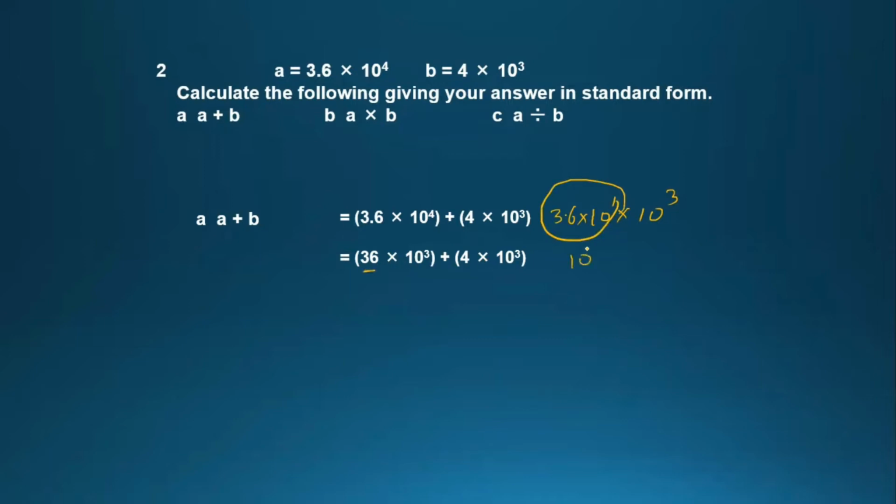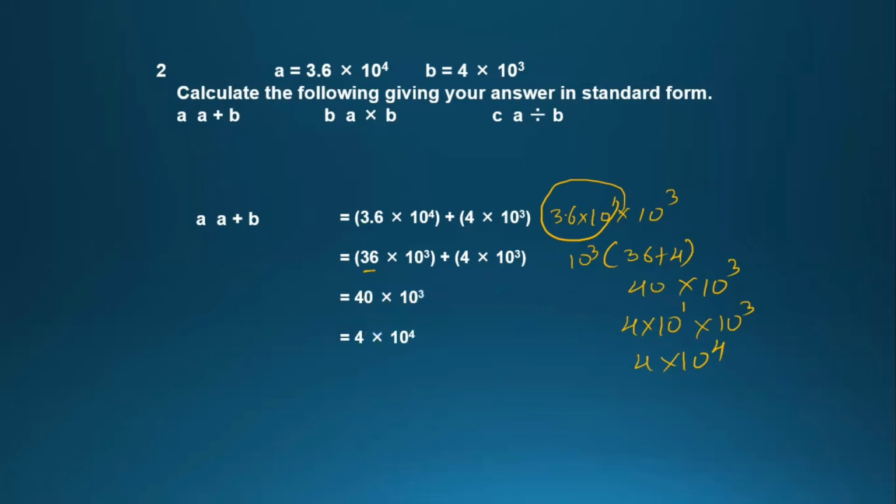Now here 10 to the power 3 can be taken common and we have 36 plus 4. So 36 plus 4 is what? 40. So 40 into 10 to the power 3. We can write 40 as 4 multiplied by 10, into 10 to the power 3, that is 10 to the power 1. So this becomes 4 into 10 to the power 4, which is the standard form of the given A plus B. 40 into 10 to the power 3 is 4 into 10 to the power 4. Got it?